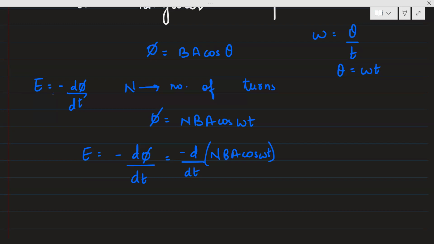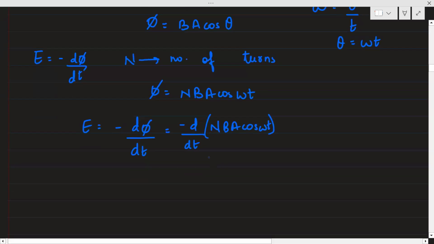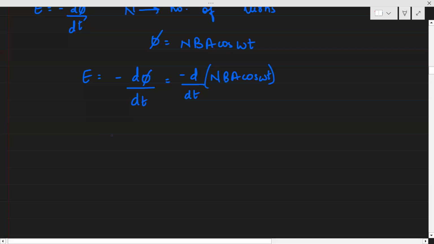Right? Are you getting this, class? Yeah. So see, the number of turns are given. We'll multiply it with the number of turns as well. N BA cos theta. So E is equal to minus d phi over dt. Put in the value, N BA cos omega t. Now let's differentiate it. Minus sign is already there.